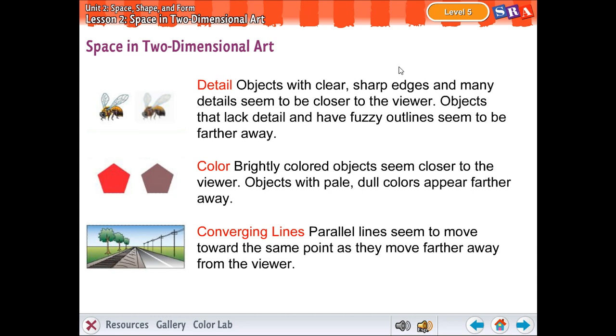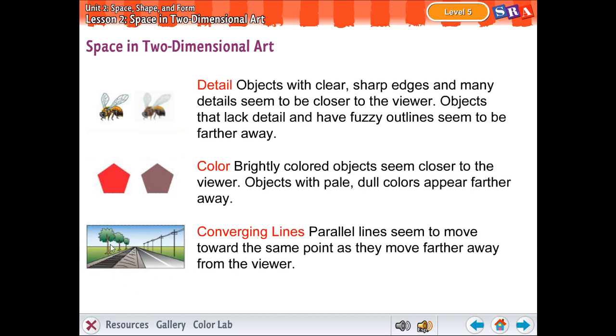Also, converging lines. Converging lines means two lines coming together, like this right here. Remember, parallel lines are two lines that are opposite of each other and are not touching. But if parallel lines seem to move closer together, creating a wedge shape almost like a pyramid, they seem to move towards the same point as they move further away.